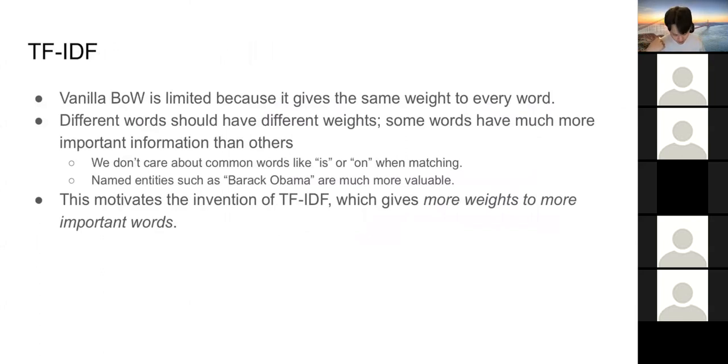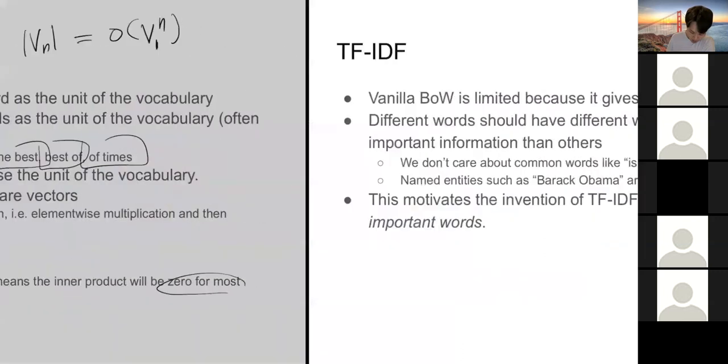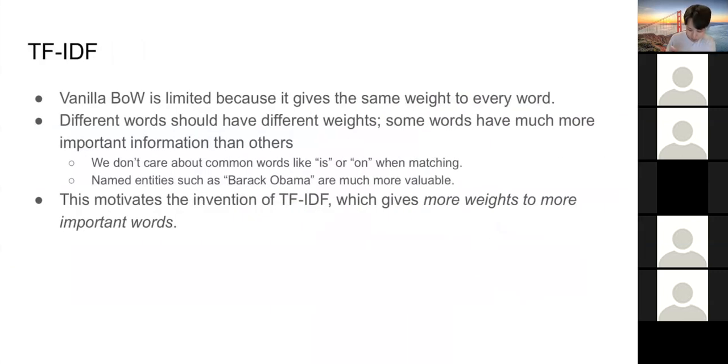Another limitation of bag of words is that it gives the same weight to every word. We just saw that here. We don't want to make these 2 documents the same, because the difference between them is the words best and worst. We want to recognize the difference between these 2 documents by paying more attention to the words best and worst. But because of the overlapping words like it, was, the, and of, times, which carry very little semantic information, we still have matches and a very high cosine similarity, which is not desired. That's why bag of words is limited.